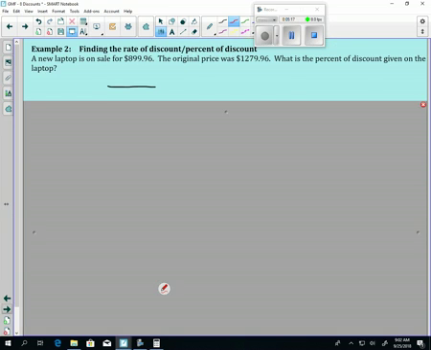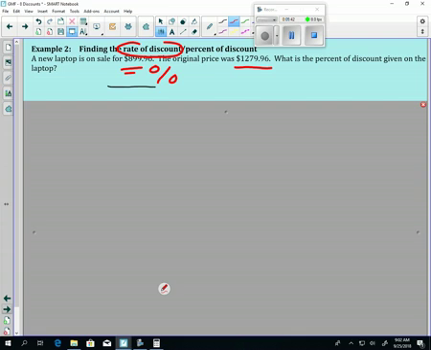Next type of question is just finding the rate. Whenever they ask you for the rate, they're asking you for what percent. What is the percent sale? So here they tell us that the new laptop costs $899.96. The original price was $1,279.96. What is the percent of discount given on the laptop?